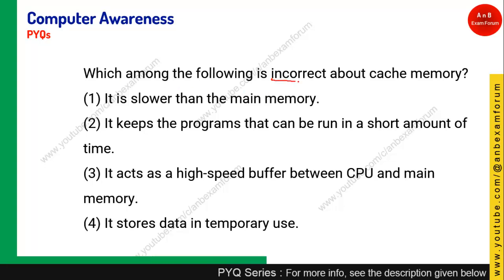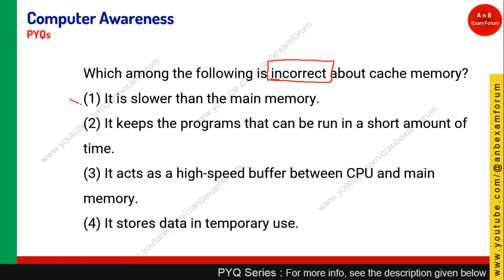Which among the following is incorrect about cache memory? Okay, so this type of question will also be asked in your exam, where he is not asking you directly, straight. He is going to check your memory by looking at all the options one by one. Okay, so incorrect about the cache memory. It is slower than main memory. No, this is incorrect itself.